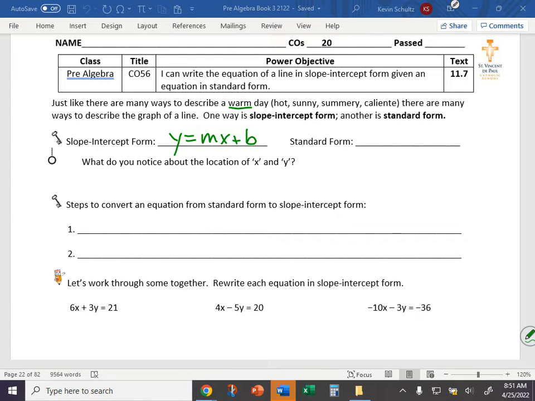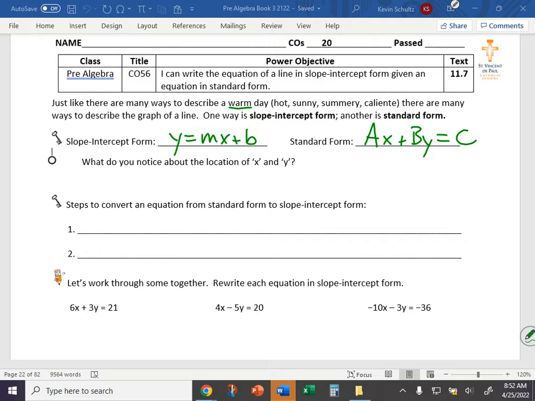Okay? Standard form is another type of linear equation, meaning that if you graph any equation written in this form, it's going to be a line on the coordinate plane, just like slope-intercept form is, right? We know it's going to be a line. Same thing here. Ax plus by equals c will be a line. It just gives you different information about the line. What I want to focus on to start here is, what do you notice about the location of x and y?